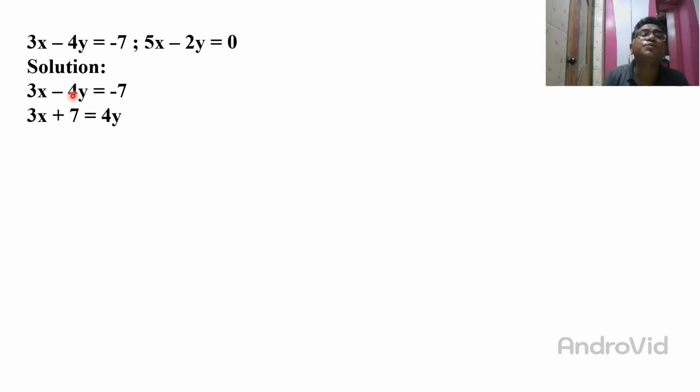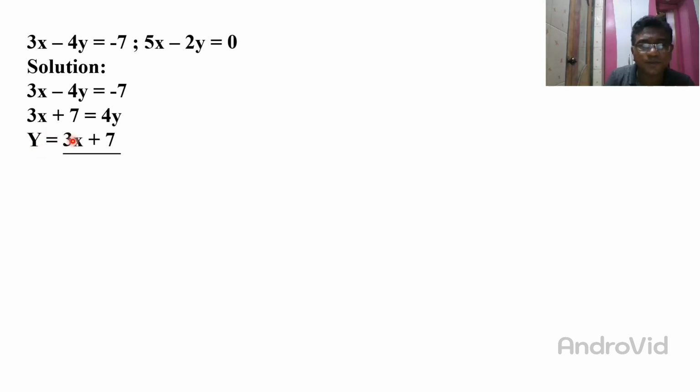Then this is the -4y. So that -4y goes across, +4y. So we are getting 3x plus 7. So here 4 is multiplying, see, this 4 is multiplying. Go across, divide. So 3x plus 7 divided by 4 is equal to y. So this y, 4 is multiplying, goes across, divide. So here only y remains, so I write here y.